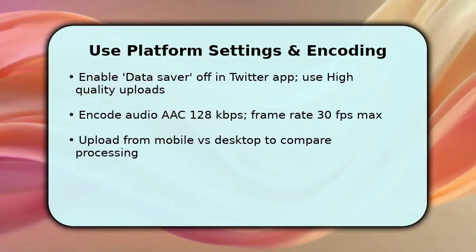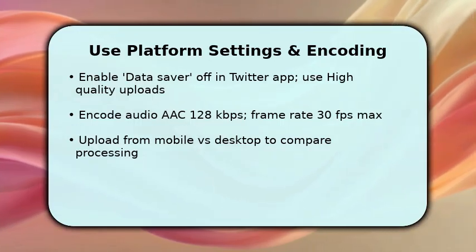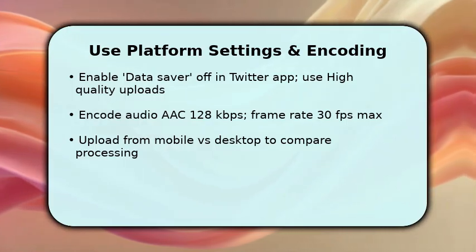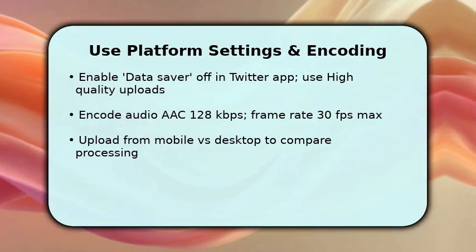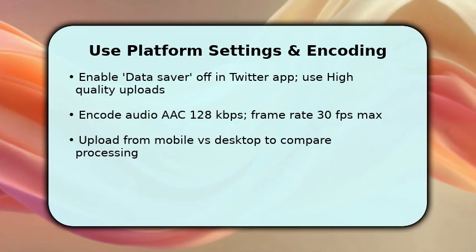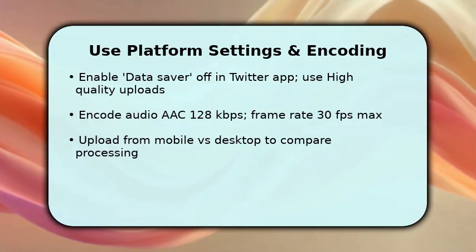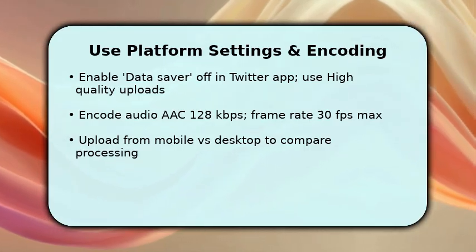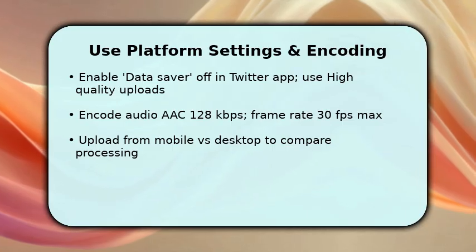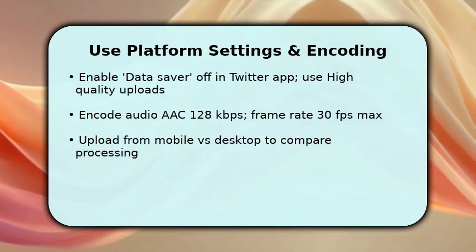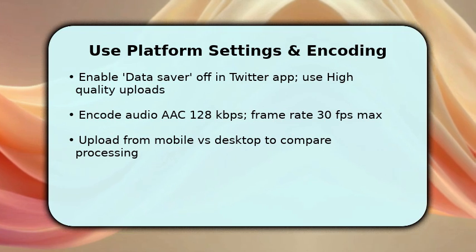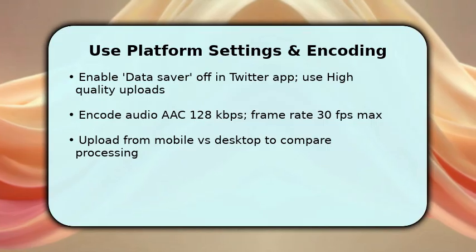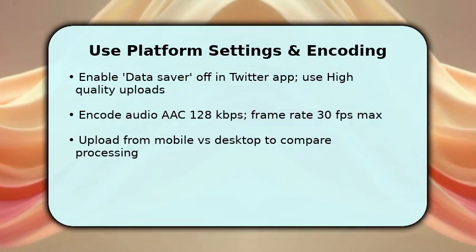Now refine encoding and app settings to preserve clarity. You should export audio as AAC at 128 kbps and lock frame rate at 30 fps to match Twitter's processing. Higher frame rates often trigger re-encoding. In the Twitter app, turn off Data Saver and enable high-quality uploads or media preferences. This prevents aggressive downscaling. Once encoded correctly, test uploads from both mobile and desktop, since Twitter sometimes applies different compression paths, and compare results to choose the best workflow.